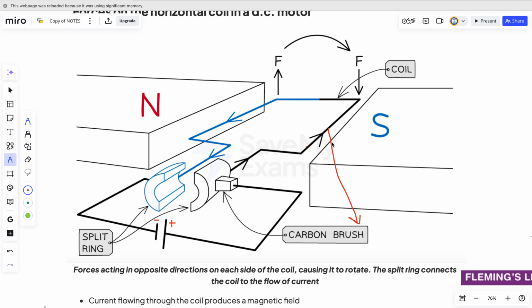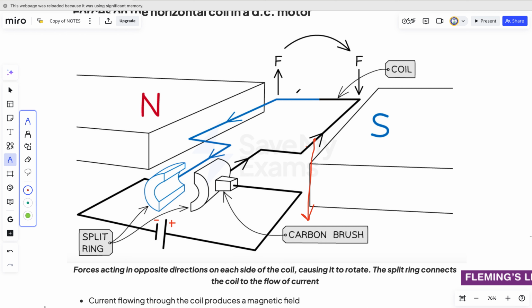Let me erase and show you where. The force acting here will go down, as shown like this. So the current flows this way.